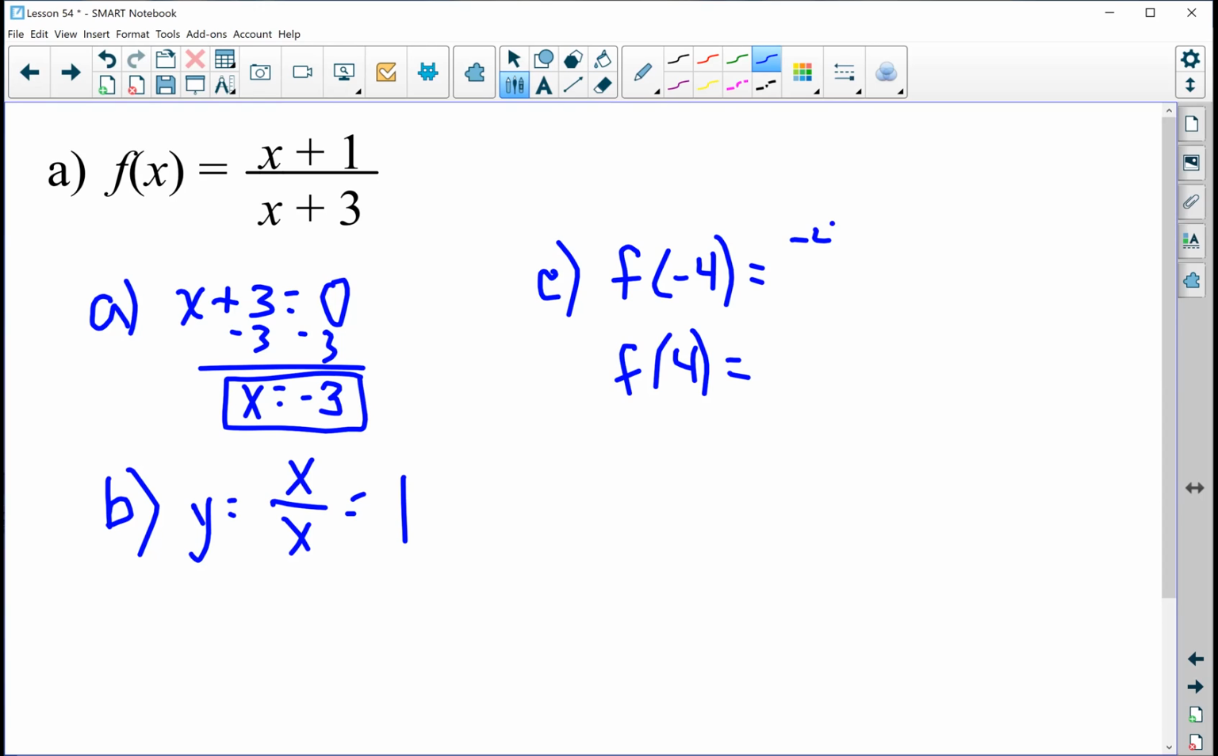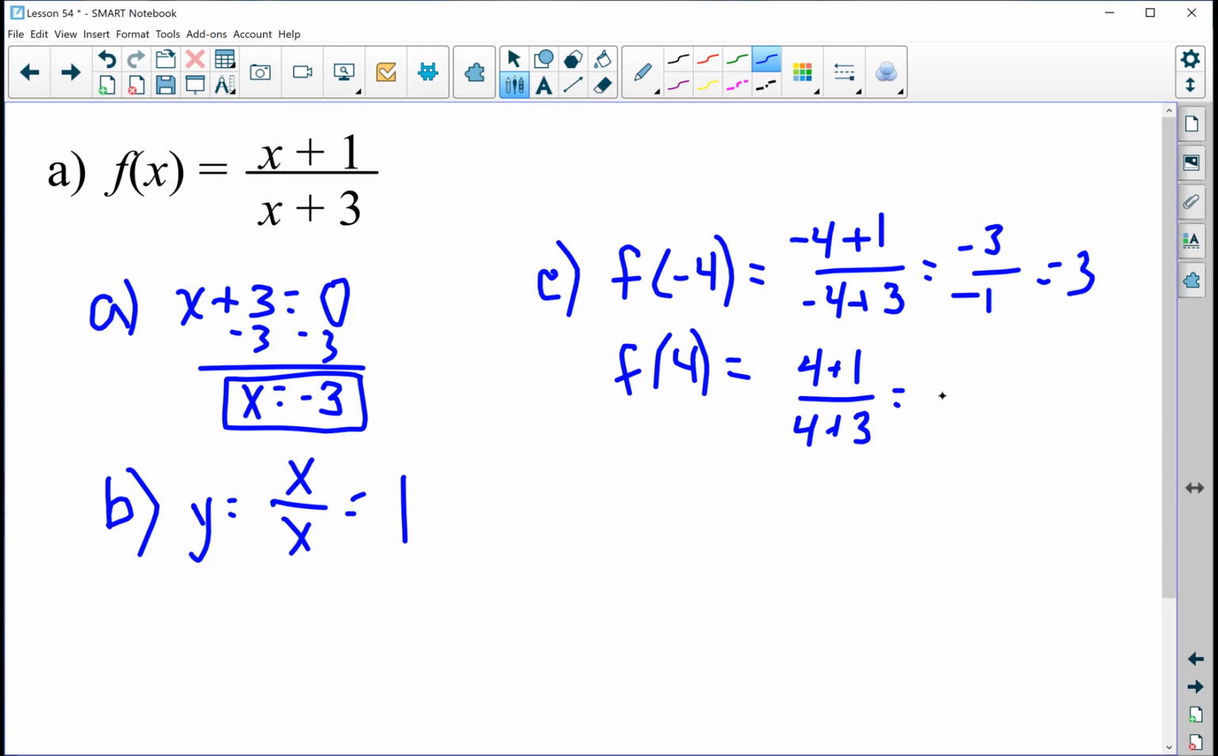So let's see, -4 plus 1 over -4 plus 3. So -3 over -1, that's +3. And down here, 4 plus 1 over 4 plus 3 would be 5 over 7. So are my answers exactly the same? Are they exactly opposite?